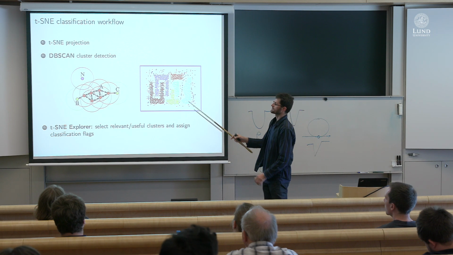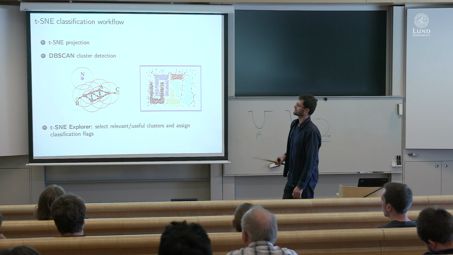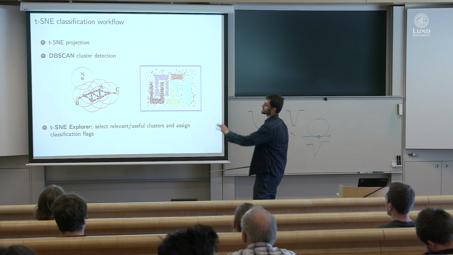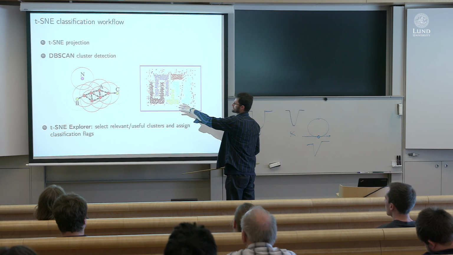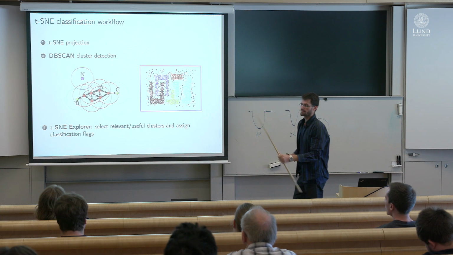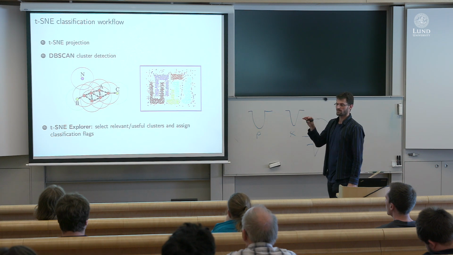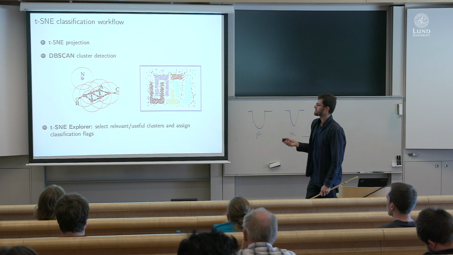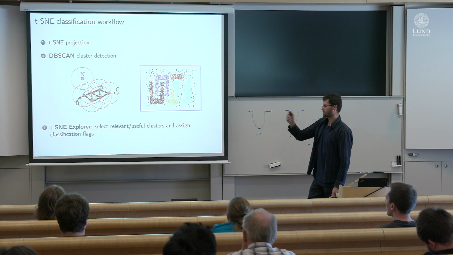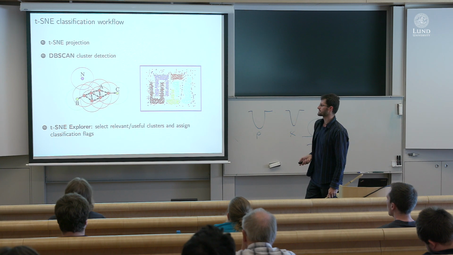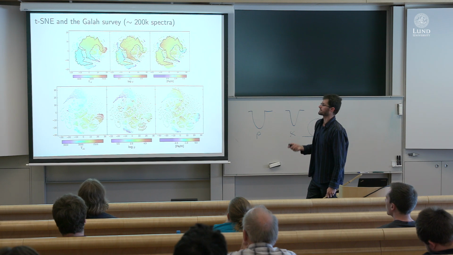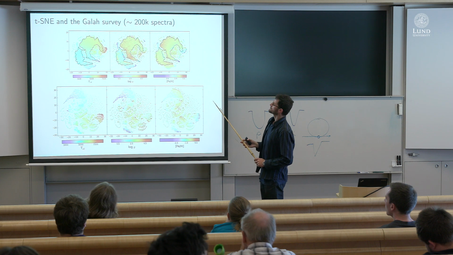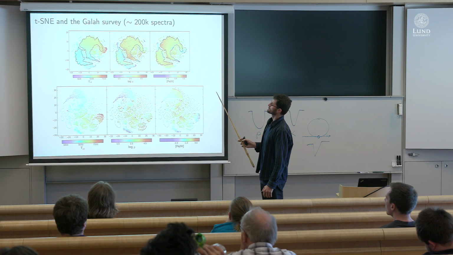So density-based clustering, DBSCAN, was a good method of choice in this case because it detects any shape of clusters just according to their density. So if we want to automatically label our points in this projection map, this is a good way to do it. And we need a t-SNE Explorer, which is basically a web interface that allows us to do this elegantly. So the first results from this classification, or the t-SNE projection, we see here.